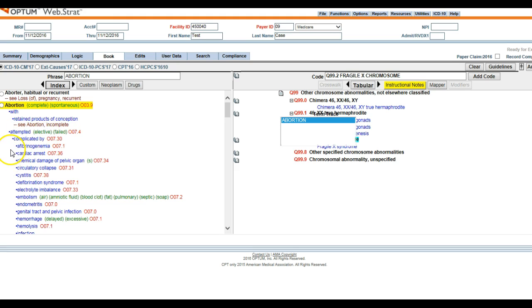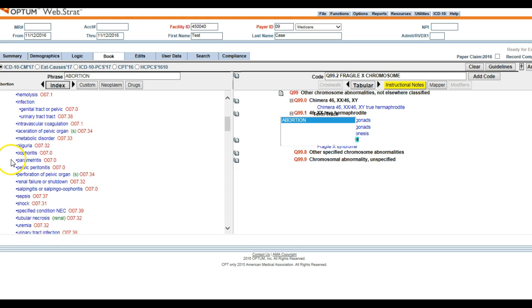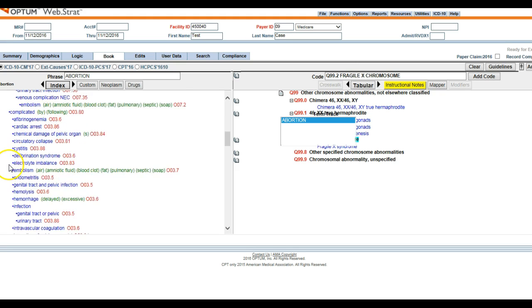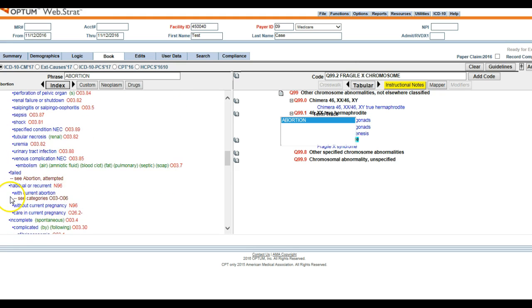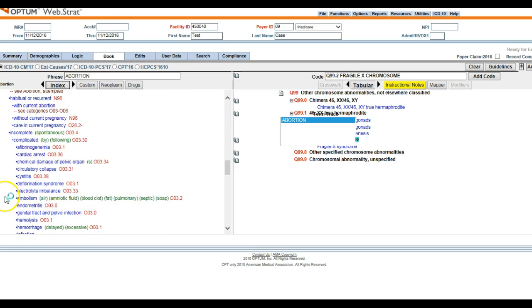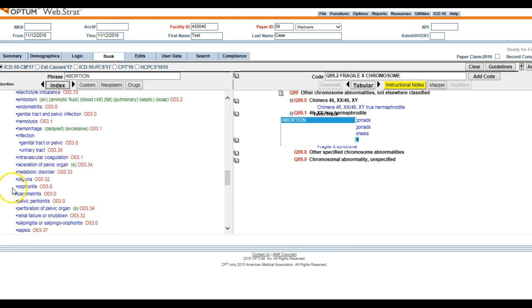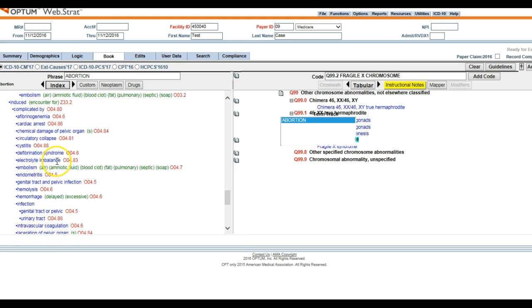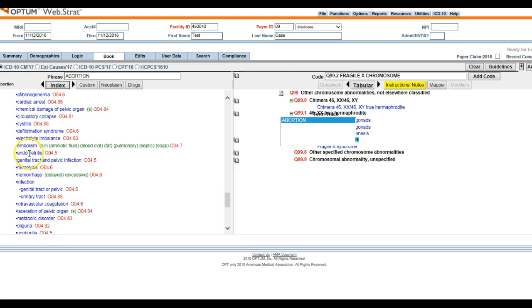We're going to bypass attempted, and we're going to go further down to the I's. We're going to bypass complicated, even though that's in our scenario. We want to get to the first level of indention for induced. We have incomplete, induced. Okay. Now, we have induced, but we have more details. So the second level of indention under induced is complicated by. The third level of indention under complicated by. Let's find what complicated this.